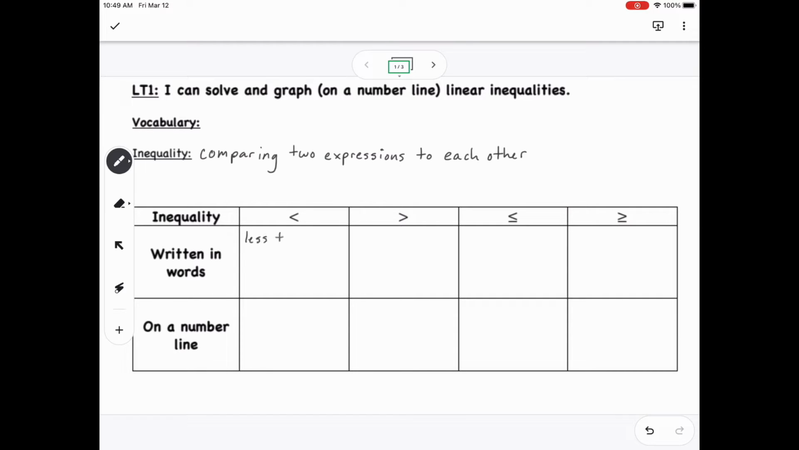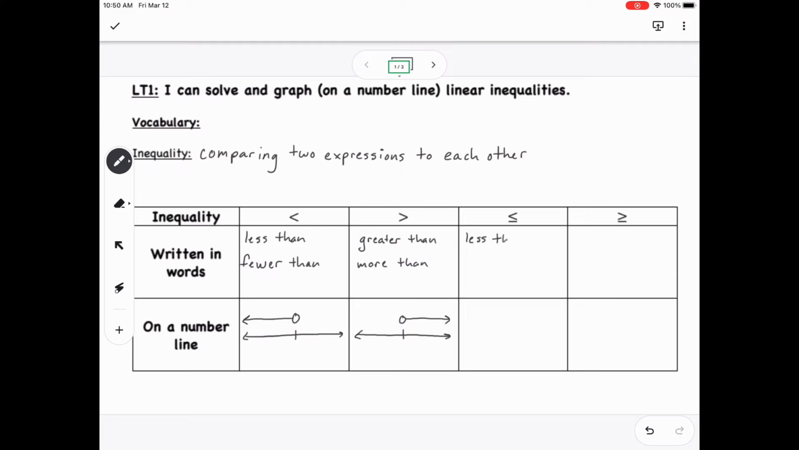So there are sometimes words that we can use to represent these inequalities. So less than would be less than or fewer than. And so on a number line, that looks like an open circle at the value that we are less than, and then everything to the left, so everything in a negative direction, would be true. A greater than sign would be greater than or more than. On a number line, we would have an open circle above that as well because we're not including it. And then everything to the right would be equivalent or true.